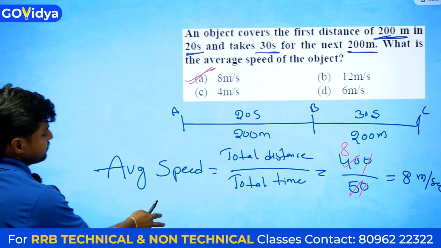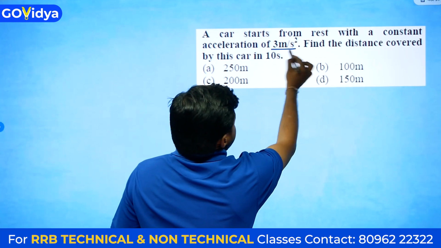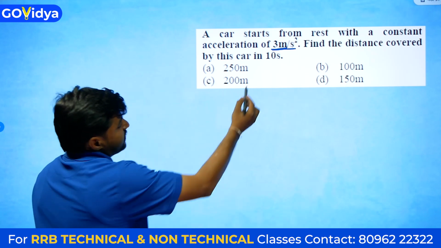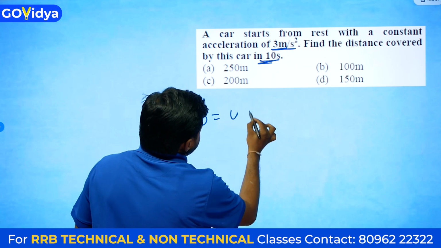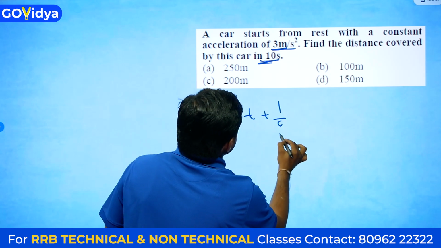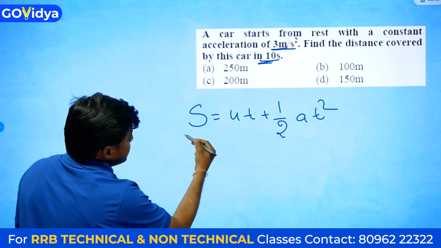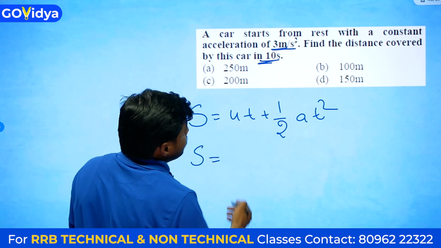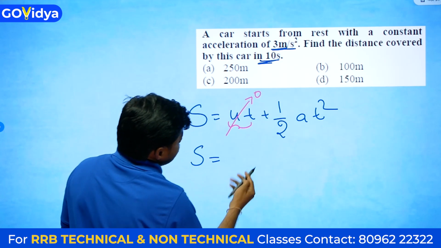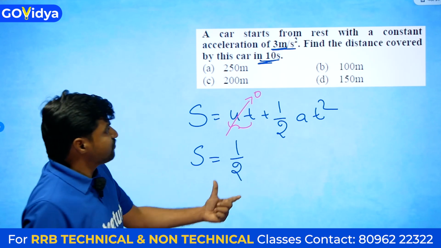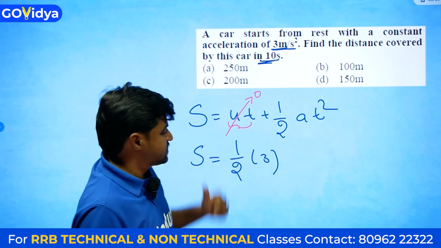Okay. Next question. A car starts from rest with a constant acceleration of 3 meters per second squared. Find the distance covered in 10 seconds. We know that distance is equal to ut plus 1 by 2 at square. We have to find distance. S is equal to... the body is initially at rest, so u is equal to 0. This whole term becomes 0. 1 by 2. What is the value of a? a is equal to 3 meters per second squared, and the time is 10 seconds, 10 square.